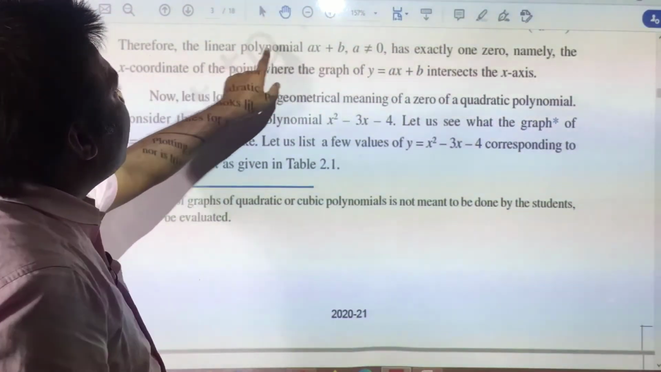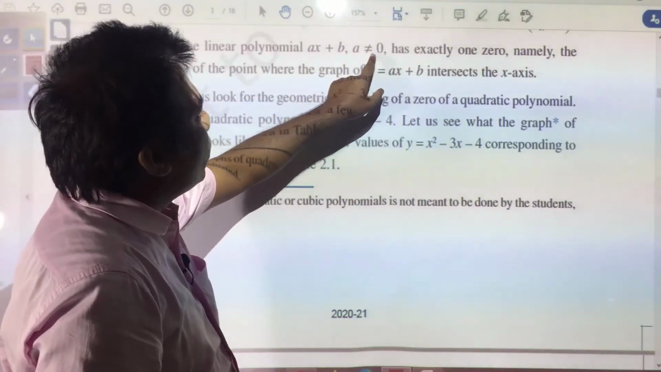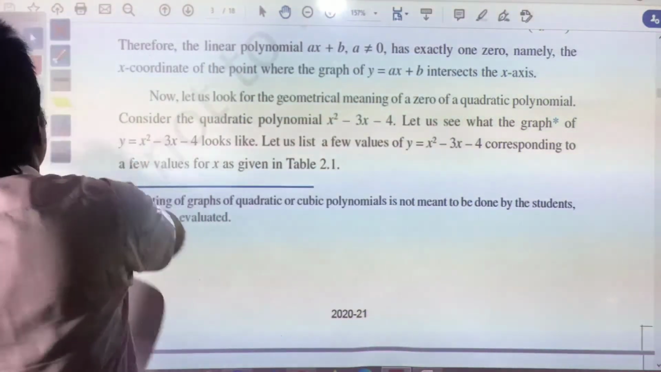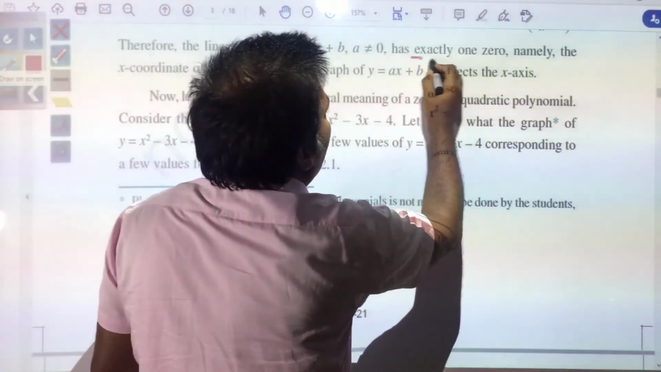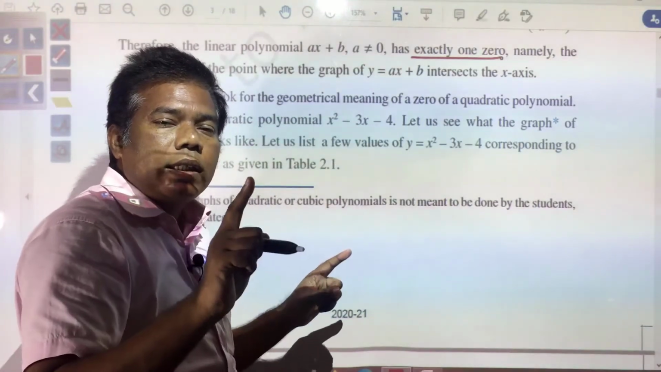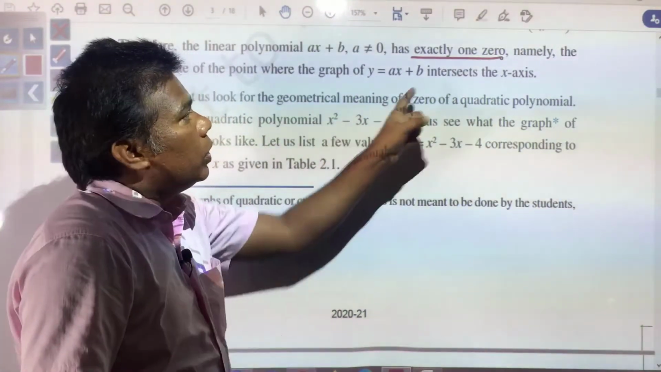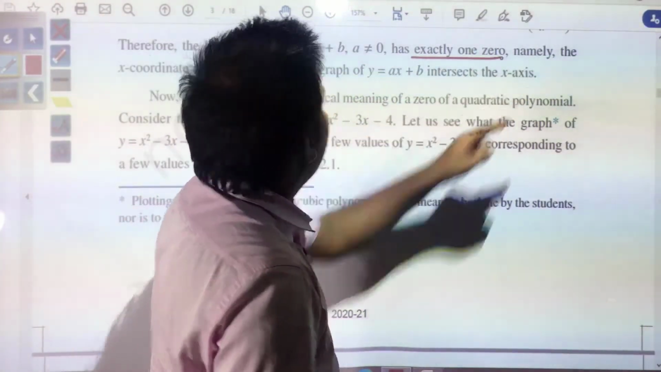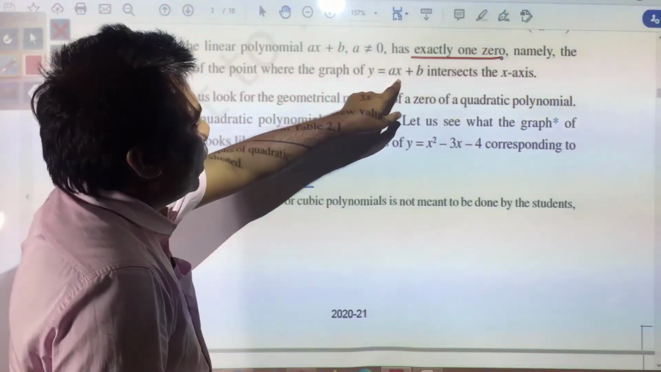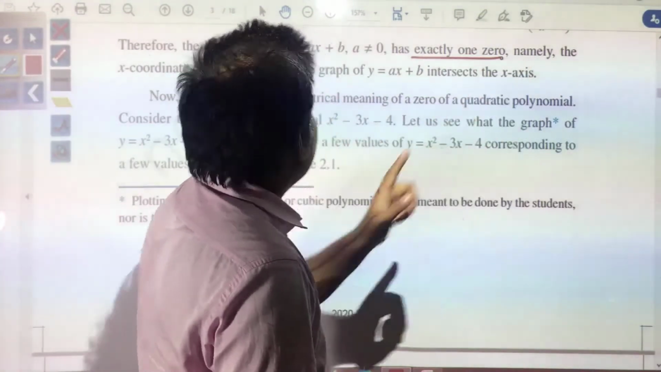Therefore, the linear polynomial ax plus b, a is not equal to 0, has exactly 1 zero, and that is why it will be having only 1 zero. At one point your x axis is intersected. So, the zero will also be 1, namely the x coordinate of the point where the graph of y is equal to ax plus b intersects the x axis.